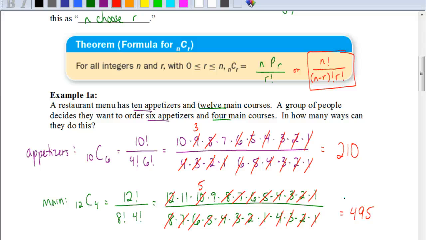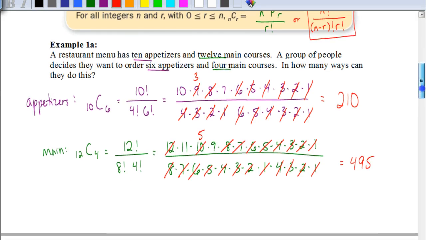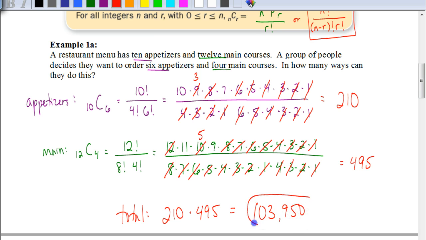But now the question says, how many ways can they do this? We want to figure out the total number of ways that they could get these different appetizers and main courses. So we're going to use what's called the multiplication counting principle, which tells us that we multiply the number of choices in the first category times the number of choices in the second category. So to find the total here, we would take 210 times 495. And we would need our calculators for that to get 103,950 as your answer.